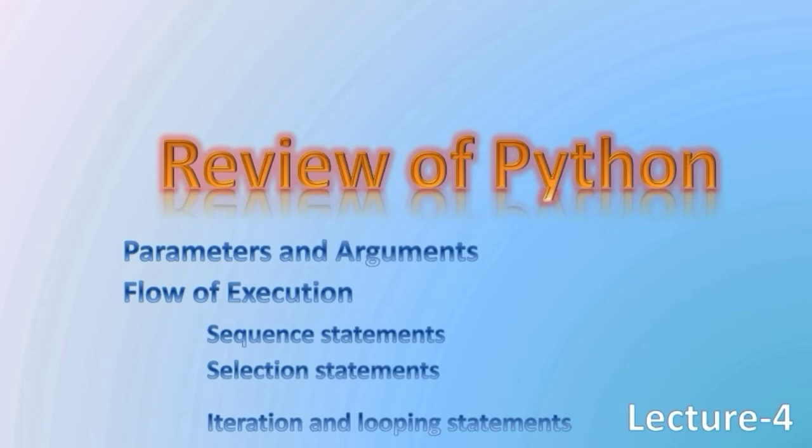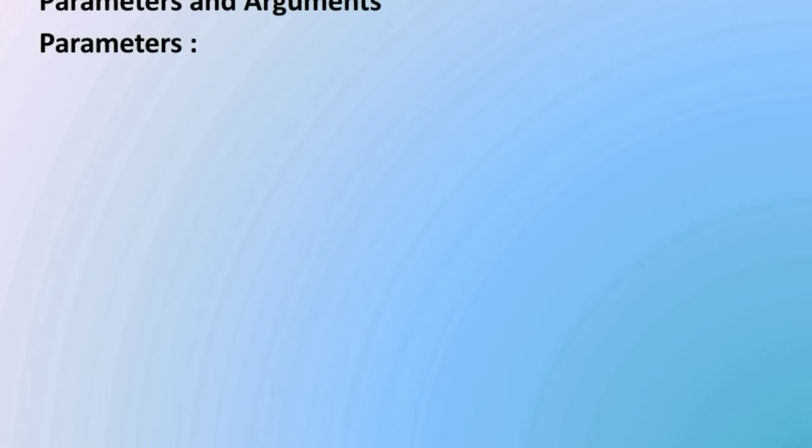In this channel, we are focusing on concepts related to computer and computer science. Today's topic is about parameters, arguments, and flow of execution in the Python programming language. Parameters are the values passed to the function. It may be a variable or a value which is passed to the function.